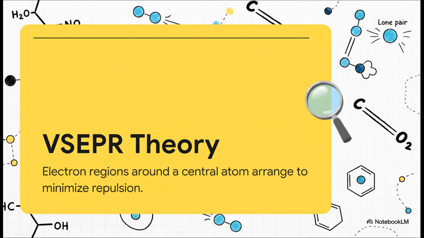But forget the fancy name, because the idea behind it is incredibly simple. It just says that electrons are going to push each other away. They want to arrange themselves to be as far apart from each other as possible. It's kind of like when you get into an elevator with a few strangers. Nobody huddles on the corner, right? You all instinctively spread out to maximize your personal space. Electrons do the exact same thing.